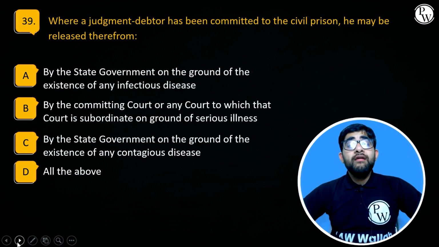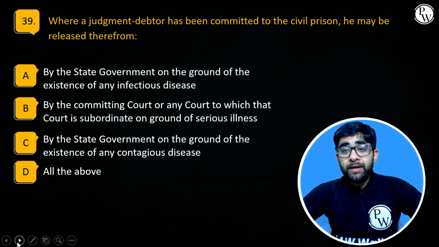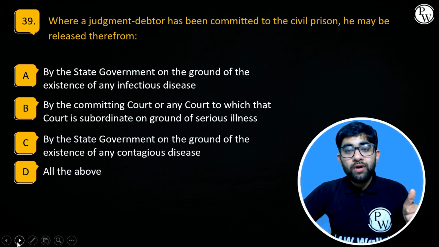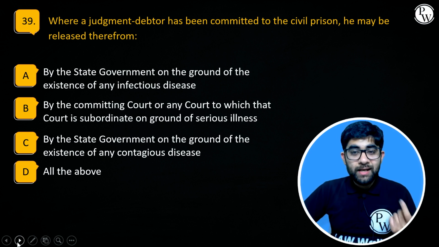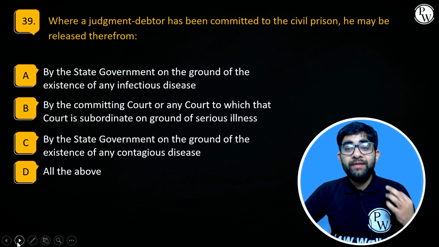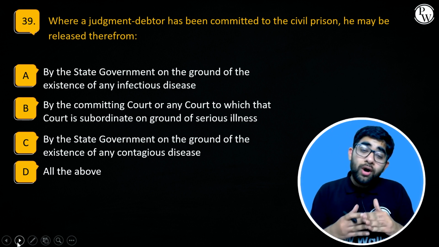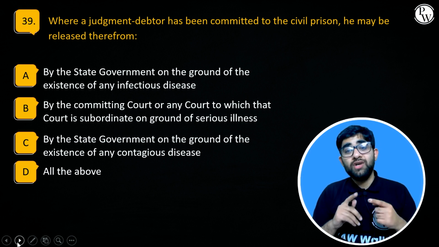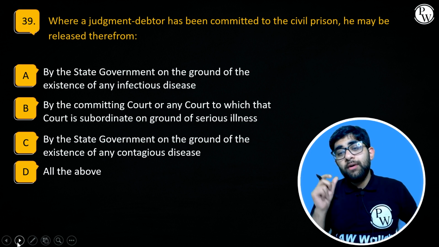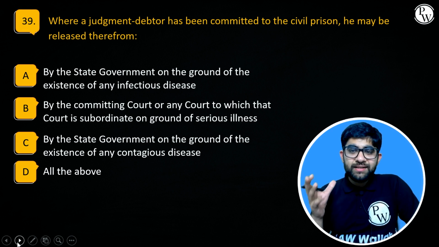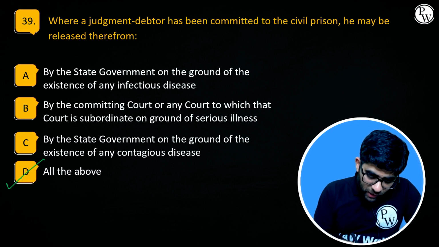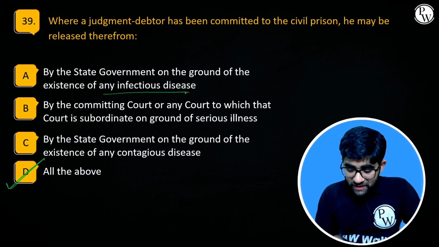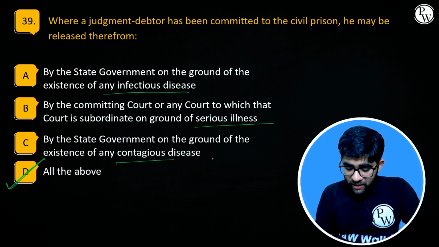Next, 39: Where a judgment debtor has been committed to the civil prison, he may be released therefrom by the state government on the ground of the existence of infectious disease, by the committing court or any court to which that court is subordinate on the ground of serious illness, by the state government on the ground of the existence of any contagious disease, or all of the above. The answer to this is all of the above, because every option is an emergent ground. It has infectious disease, serious illness and contagious disease.